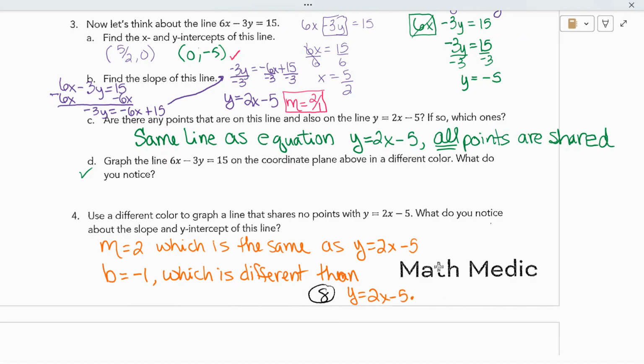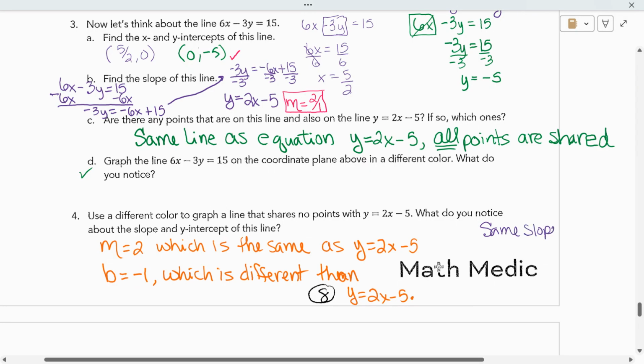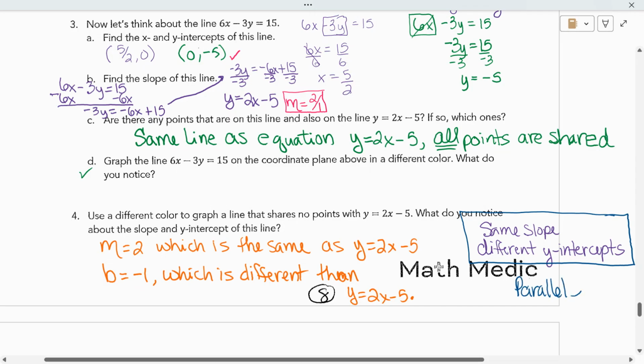So let's see. If we have the same slope and different y-intercepts, what is that a definition of? Who said that? Good job. That was actually a question on your test, wasn't it? This means that you have parallel lines. Same slope, but a different y-intercept. That means you have parallel lines.